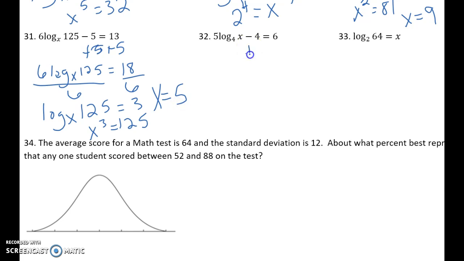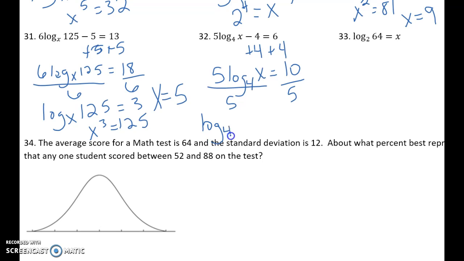32. I'm going to add 4 both sides. Remember, you can pause me if I'm going too fast, because I'm sure I am. I got 5 log base 4 of x is equal to 6 plus 4 is 10. Now I divide by 5. Log base 4 of x equals 2. Then I have 4 to the 2nd power is x. And 4 squared is not 8. It is 16 all day, every day.